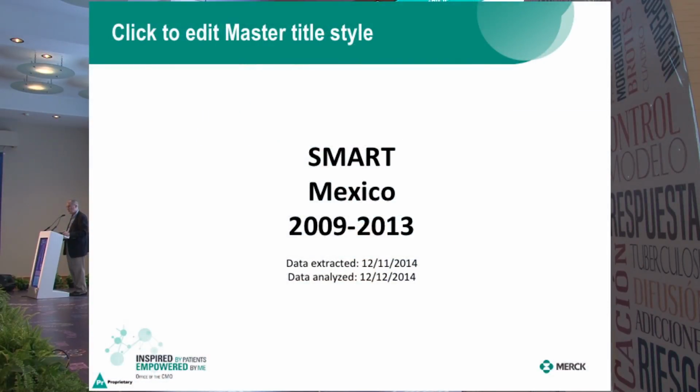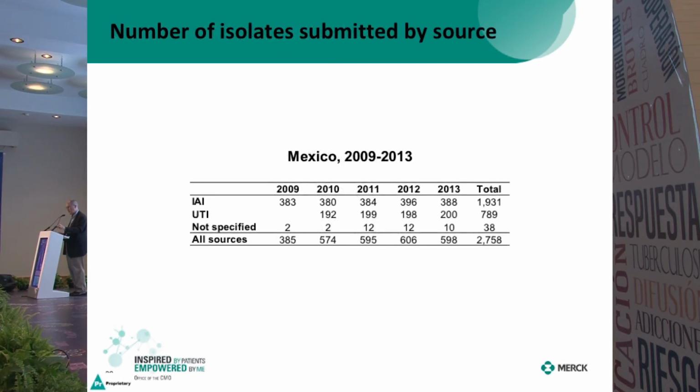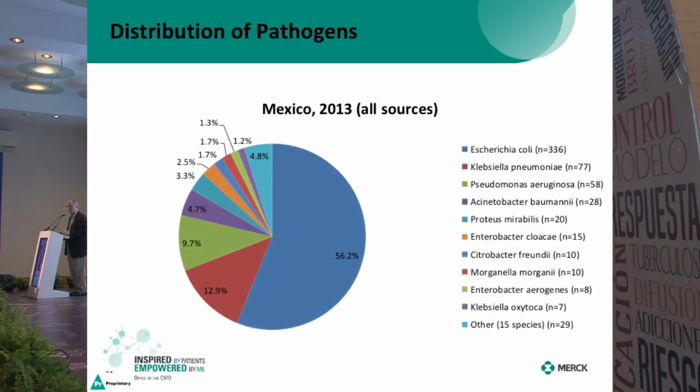So let me then focus on the SMART study, because this is, of course, the audience I'm speaking to right now. So we have intra-abdominal infection, that's IAI, and urinary tract infection, UTI, and that makes up a total of over 2,700 samples, including aggregates. Two-thirds of them roughly are from intra-abdominal, the other third are urinary tract. And I'll just show you the aggregates because there's not a lot of difference from the urinary tract to the intra-abdominal.